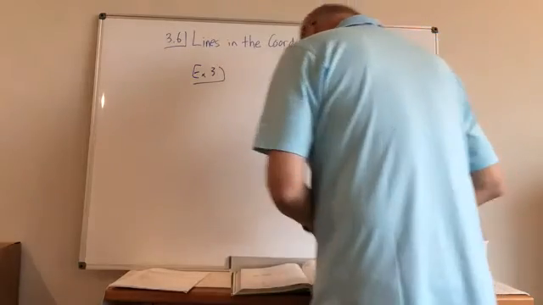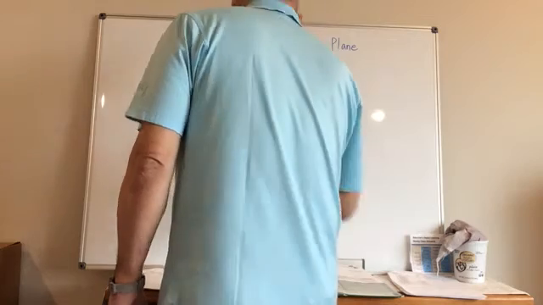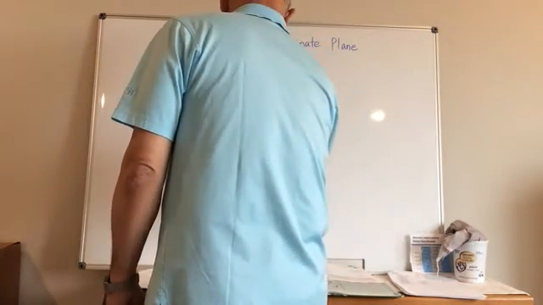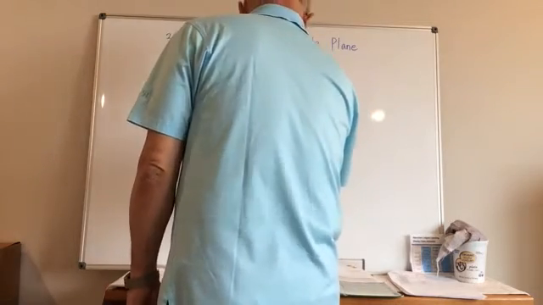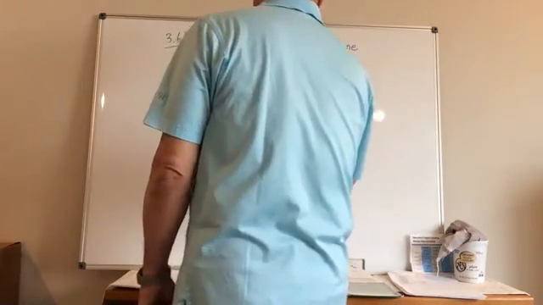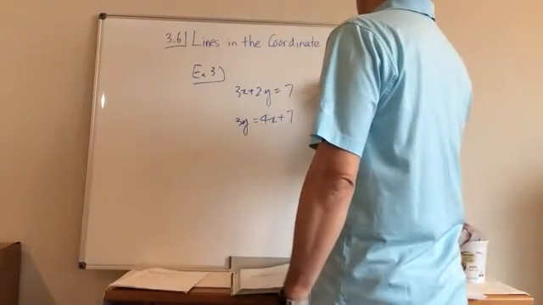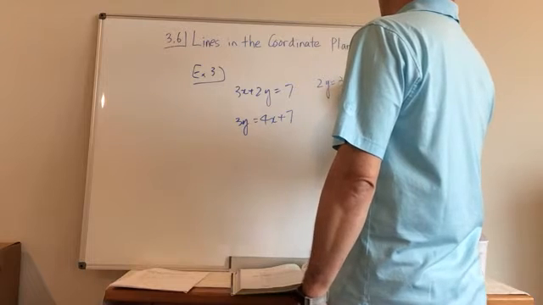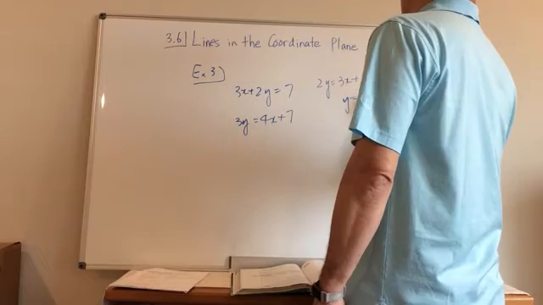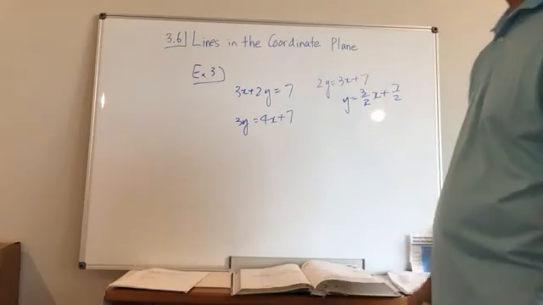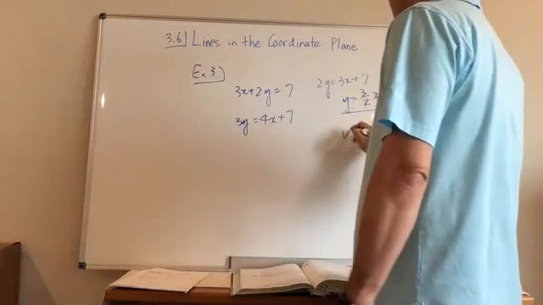And we have C, 3x plus 2y is equal to 7, then we have 3y is equal to 4x plus 7. So again, let's solve for y. On this one, I'm going to go ahead and move the 3x over. 2y is equal to negative 3x plus 7. y is equal to, if I divide both sides by 2, I'm going to get this guy. And then from here, I'm going to just divide by 3.